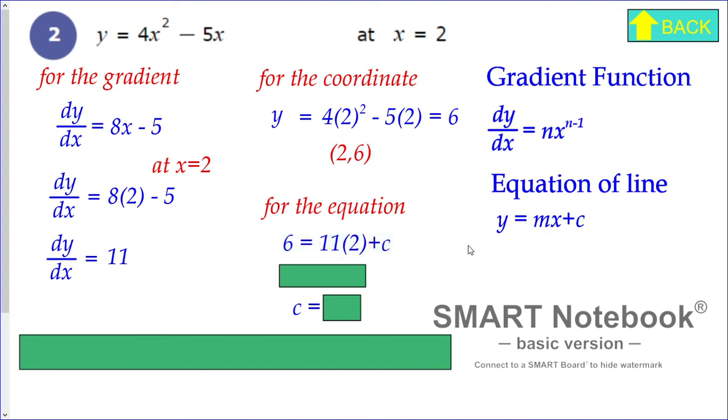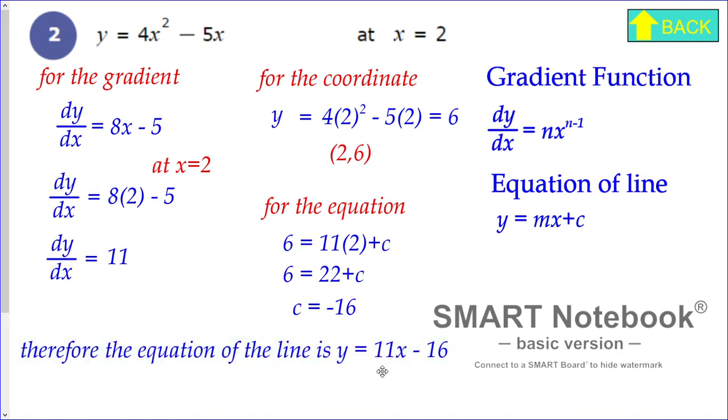For the equation, we have our y value of 6. We have our x value, which is here, of 2. And we have our gradient, which is 11. Using this information, we can find the point at which the line crosses the y-axis, the y-intercept. That's what C is. Rearranging, we get C equals minus 16. Let's take away 22 from 6 and we get minus 16. So, the overall equation of the line is y equals 11x minus 16. That is the solution to our problem.